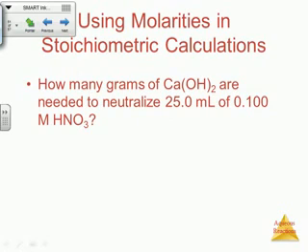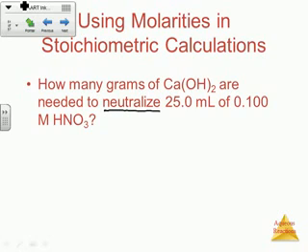So an example of that might be something like this. How many grams of CaOH2 are needed to neutralize 25 milliliters of 0.1 molar HNO3? Well, there's a lot going on here. First of all, we are doing stoichiometry because we're talking about a chemical reaction that's happening. Okay, this is not a dilution. This is not just asking you to calculate molarity. This is actually talking about a neutralization.